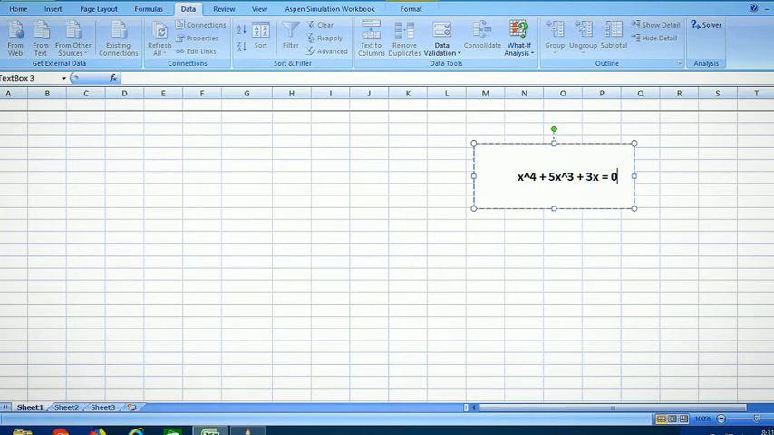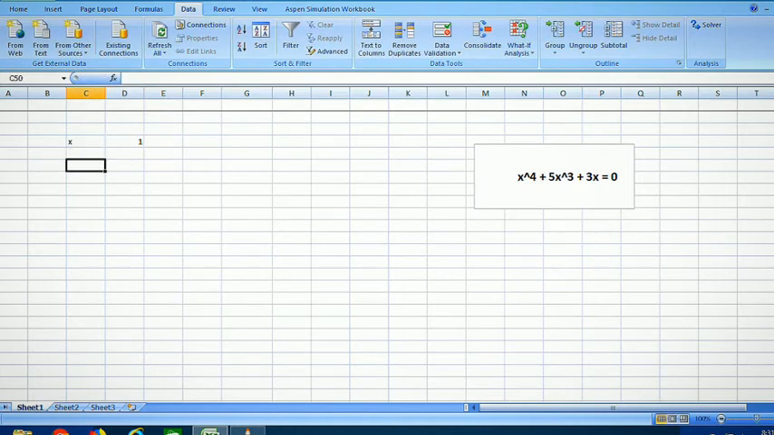Hello guys, today we are going to show you how to solve a higher order equation in MS Excel, and it's very easy and useful for every stream.